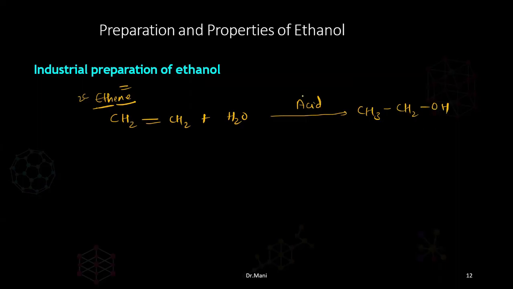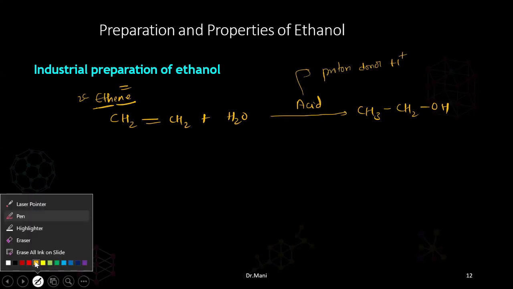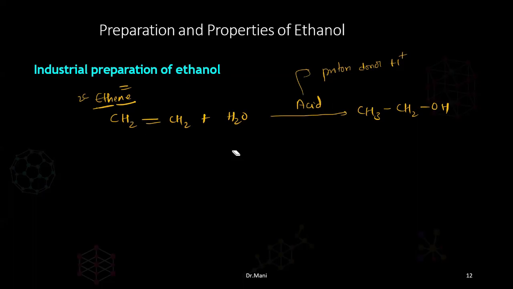Why? We know the acid is a proton donor. It will donate H+. The H+ that is donated will break the double bond and make single bonds. That's how ethene turns into ethanol. Okay. Of the ethanol prepared in the world, only 5% is prepared this way. So remember this one.